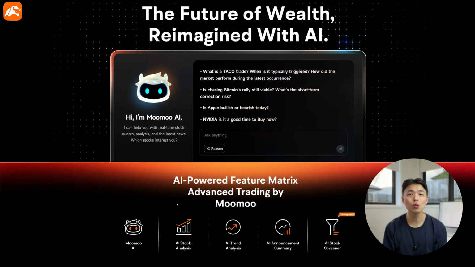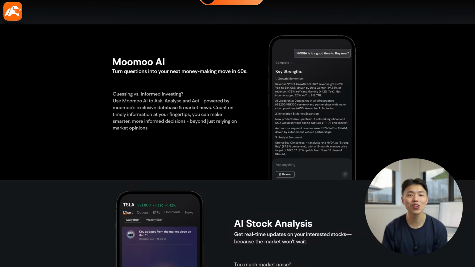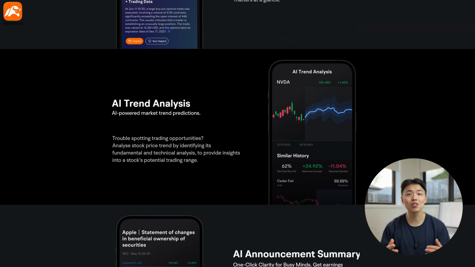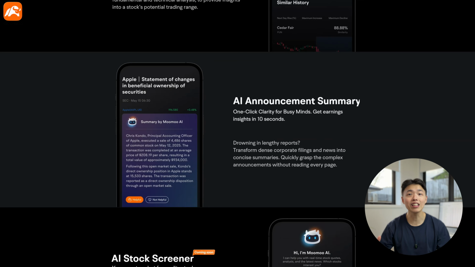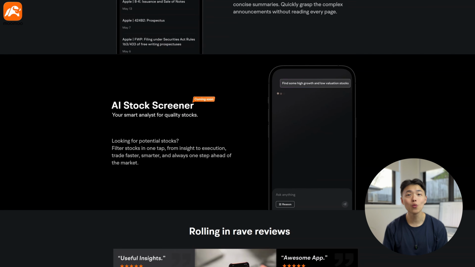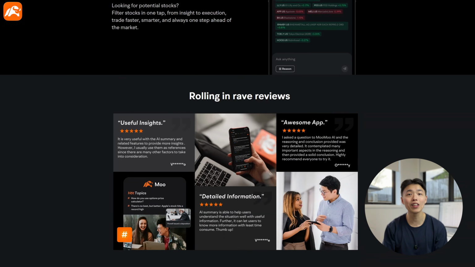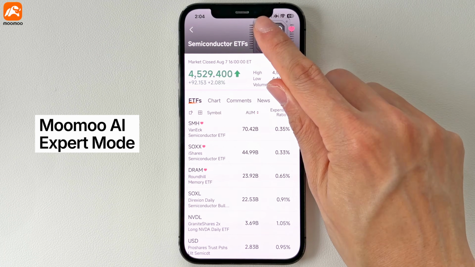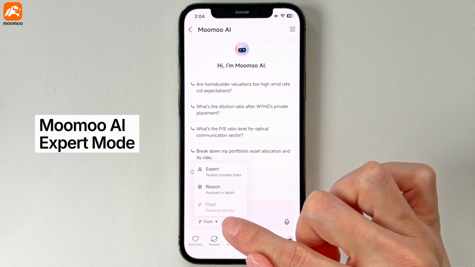The easiest way is to use Moomoo AI. Moomoo just launched their AI expert mode at their MooFest 2026. It can do a whole lot more than just answering questions. You can ask it to do research, analysis, plot an interactive chart, and make a trade for you with just one sentence. You will see more of that later. To access Moomoo AI, hit the AI button at the top right of the screen. Then change the mode to expert.